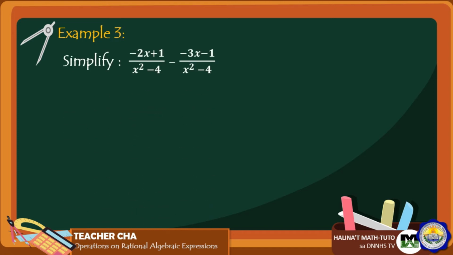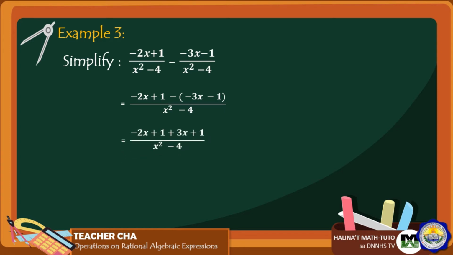Example number 3. Simplify. Negative 2x plus 1 over x squared minus 4 minus 3x minus 1 over x squared minus 4. So we have the denominator x squared minus 4. And we will combine the numerator. So you have there negative 2x plus 1 minus the quantity negative 3x minus 1. Always remember that if it is subtraction and there is a negative sign after, we're going to enclose that in a parenthesis.